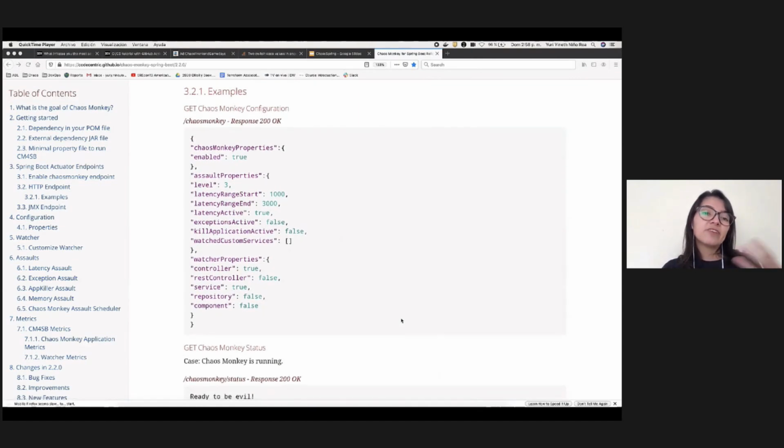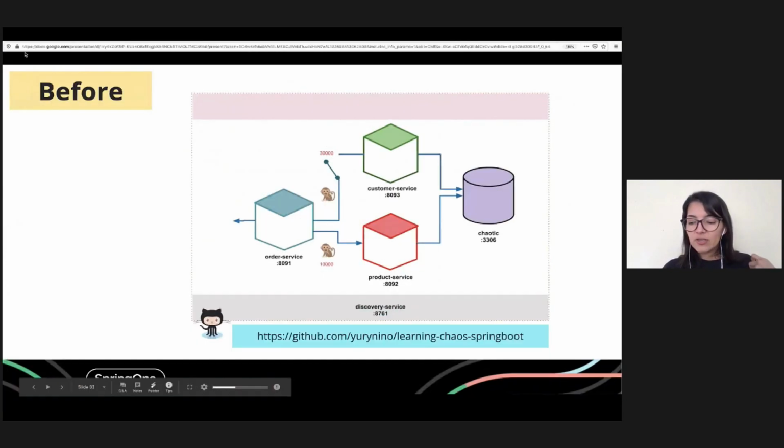And this is the configuration for our test. For this experiment, we built 3 microservices using Spring Boot: order service, customer service, and product service. They are microservices implemented with Spring Boot. In this experiment, order service will consume customer service, and order service will consume product service.